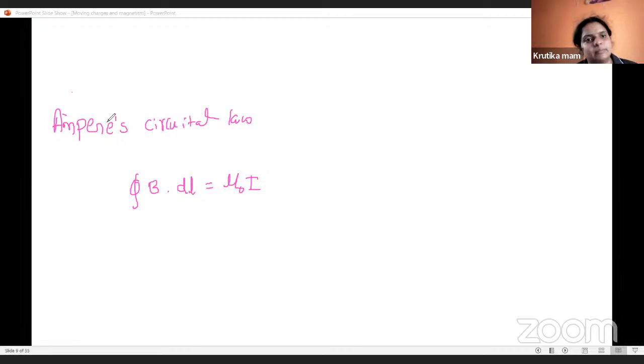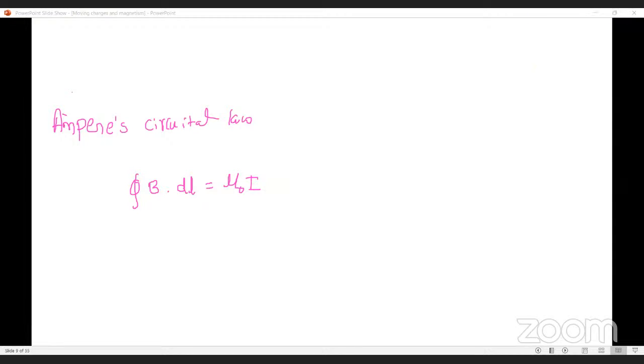Let us derive the expression for the magnetic field due to a straight current carrying wire applying the Ampere's law. So by using the Ampere's law, we will do this.